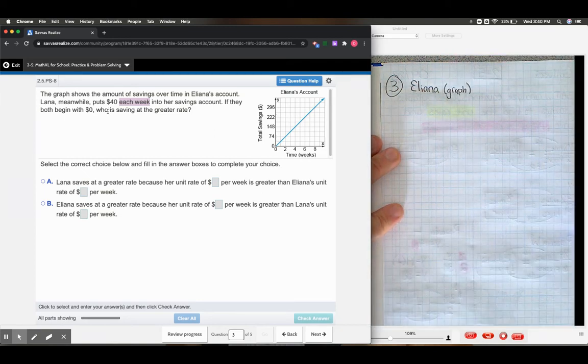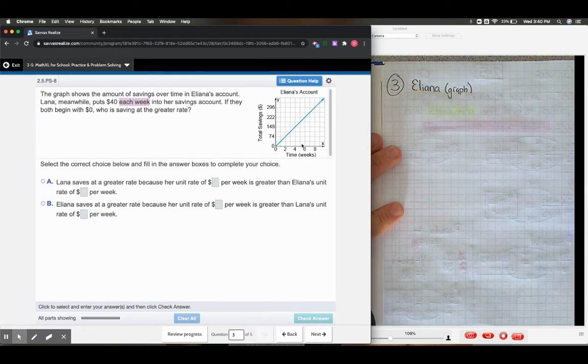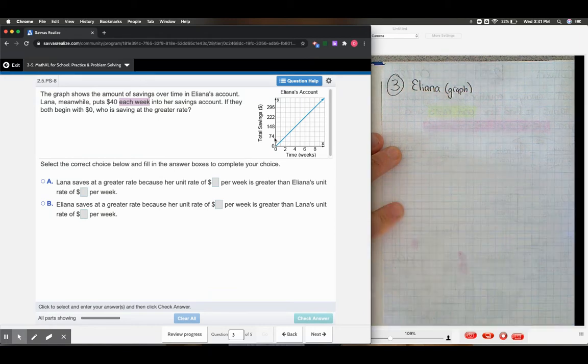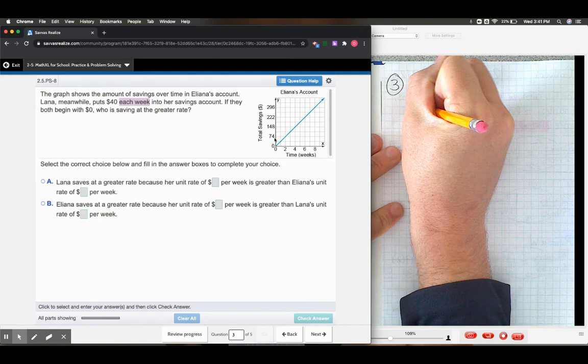Okay, so I'm noticing, let's see. What's a good number here? Let's try for 2. Let's keep the numbers small this time. All right, so for 2 weeks, it looks like, according to this blue line graph, Elania is saving $74. Okay. All right, so you're going to make your fraction, your rate.